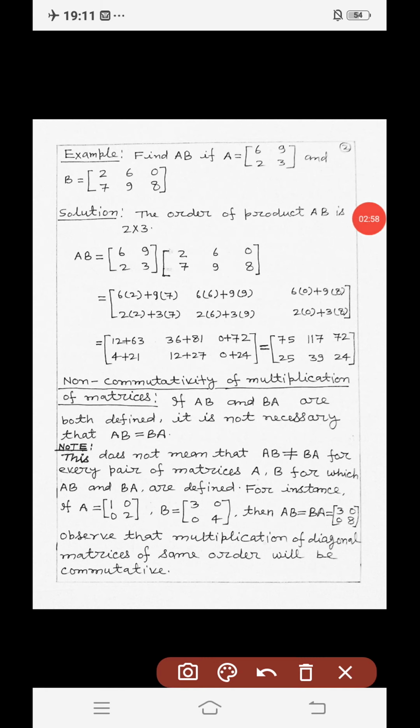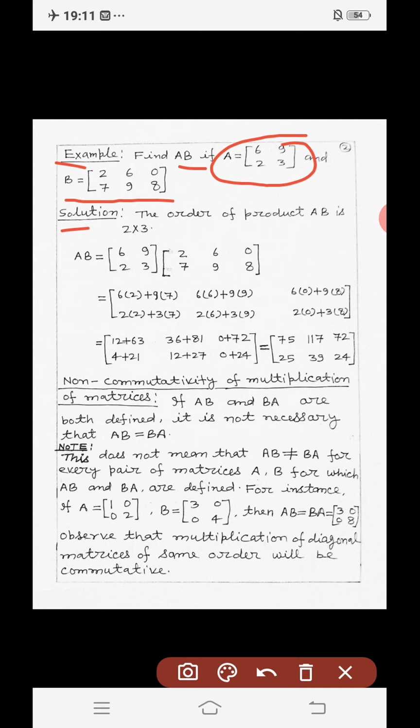Taking an example, find AB if A is the matrix with rows 6, 9 and 2, 3, and matrix B is the matrix with rows 2, 6, 0 and 7, 9, 8. Let us find the solution.